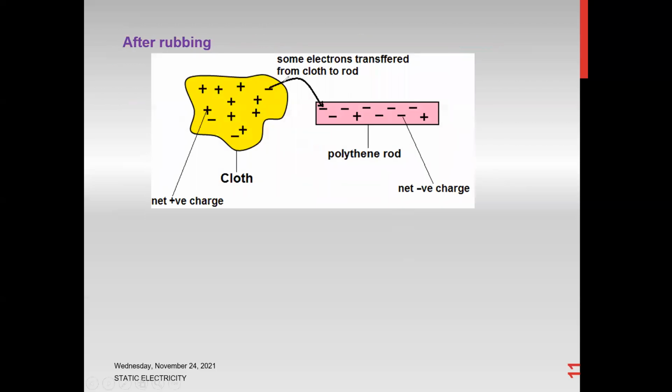This time we observe the electrons jump from the cloth to the polythene rod. As these electrons jump from the cloth to the polythene rod, through this transfer of electrons, there will be a net positive charge on the cloth and there will be a net negative charge on the polythene rod. So we call that charging by friction.